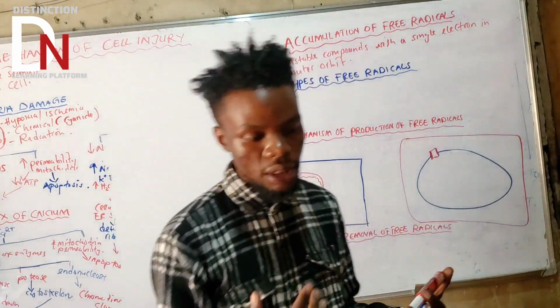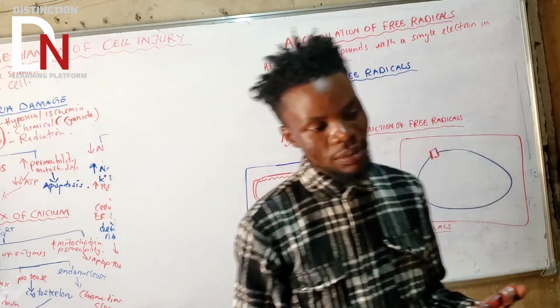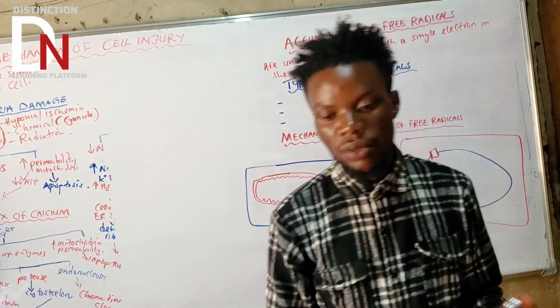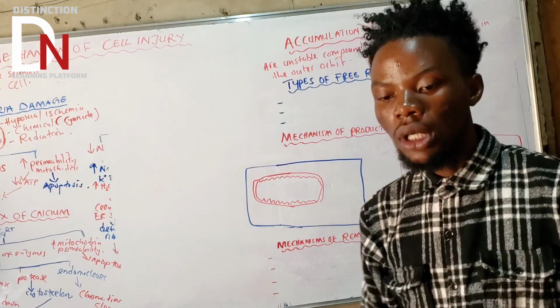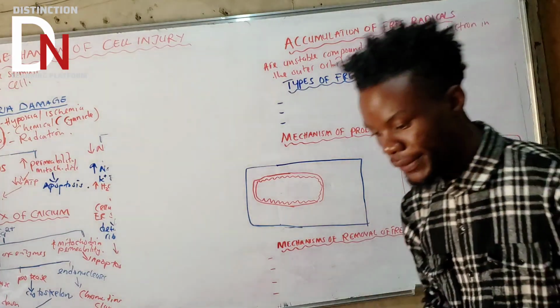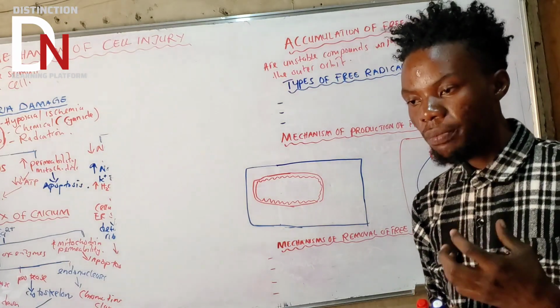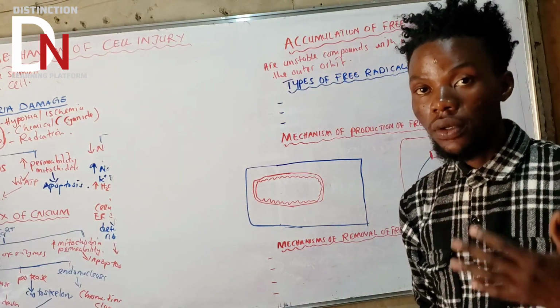Basically, if a compound has a single electron in the outer orbit, it is unstable. It is able to react with other things, and that's a very, very dangerous thing if it happens in our body. That unstable compound can start reacting with other substances, causing cell injury.